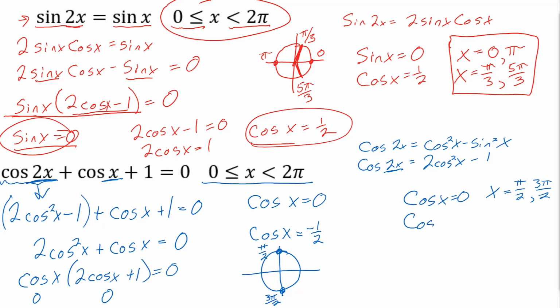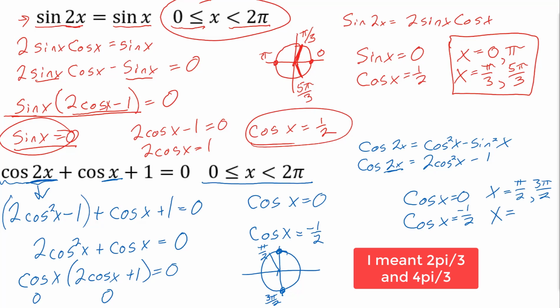And then where is cosine of x equal to negative 1/2? Let's see, negative 1/2 would be there and there for my x values, and that would be at pi over 3 and 2 pi over 3. So there are our 4 solutions again. X equals pi over 2, 3 pi over 2, pi over 3, and 2 pi over 3.